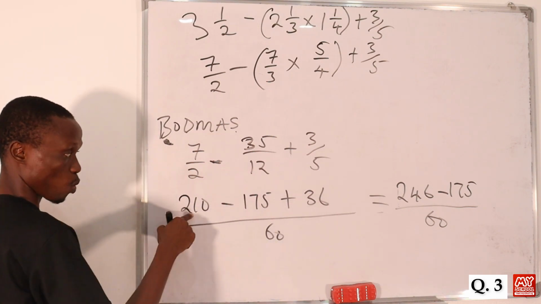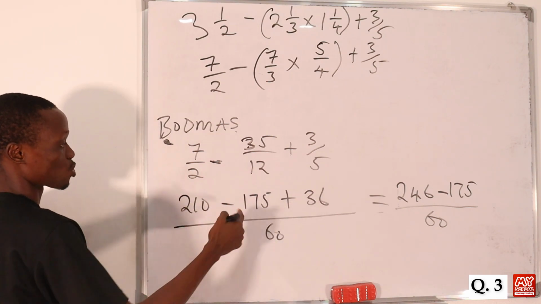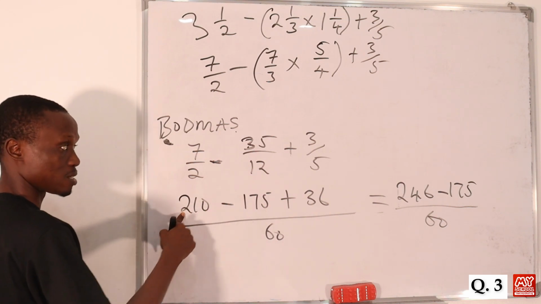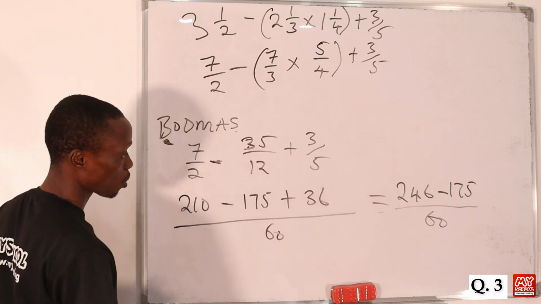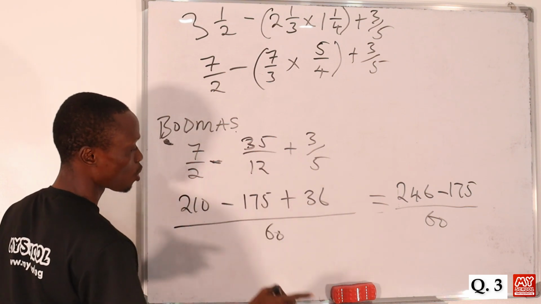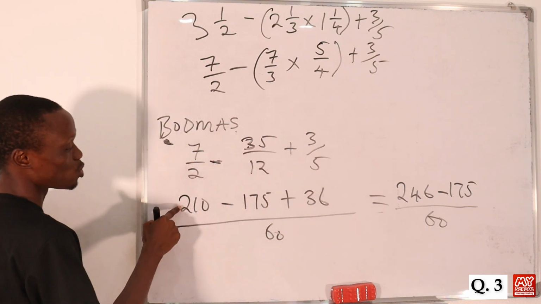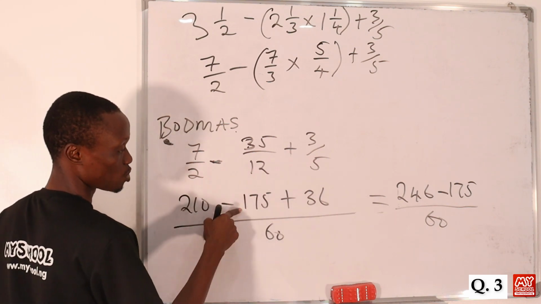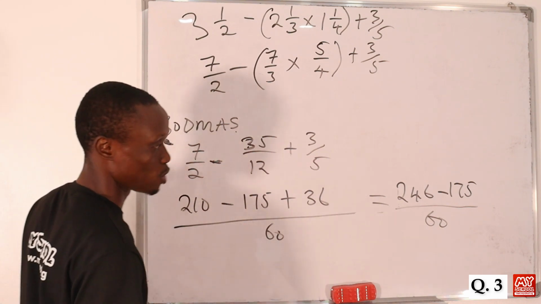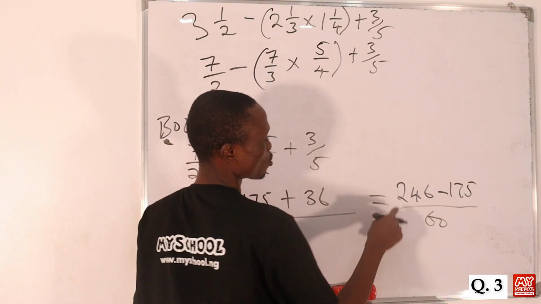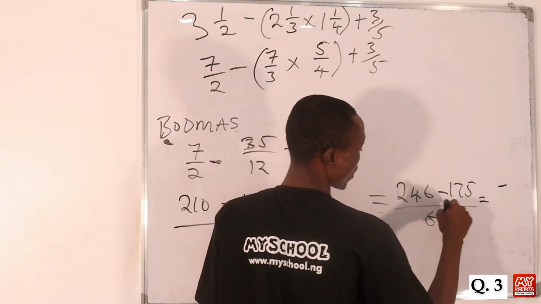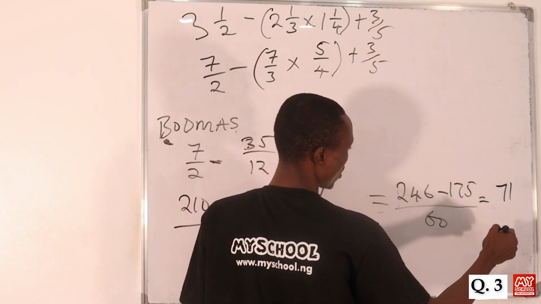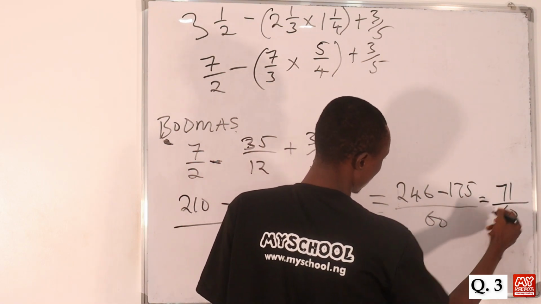So this is what I did: I added these two up. Of course, you can decide to subtract this 175 first from 210, then add 36 to it, or you can add 36 to 210 first, then subtract 175 from the result. Whichever way, your answer will still be correct. So 246 minus 175 will be equal to 71. Okay, so 71 all over 60.